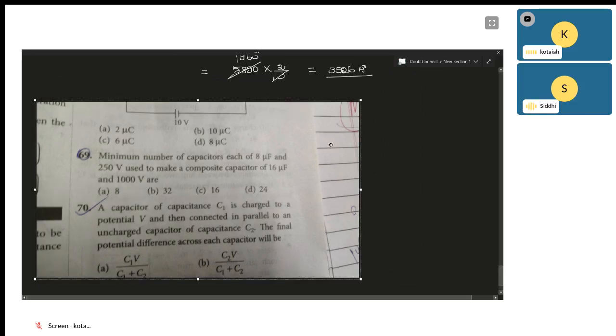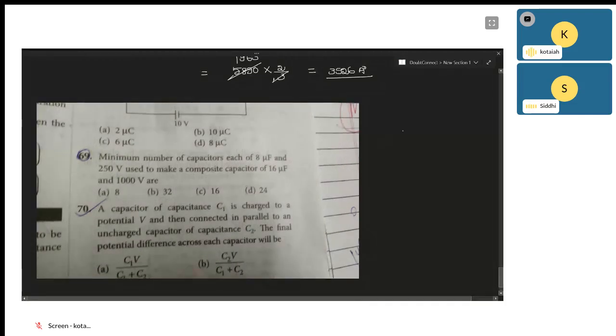Minimum number of capacitors. Now, here, just leave the number of capacitors first. Each capacitor can support 250 volts. But how much voltage do I want? 1000 volts. So I need 4 capacitors in series, so that the total voltage is 1000 volts. 4 capacitors in series means 250 plus 250 plus 250 plus 250, total 1000, right? So initially I am going to take 4 capacitors in series.